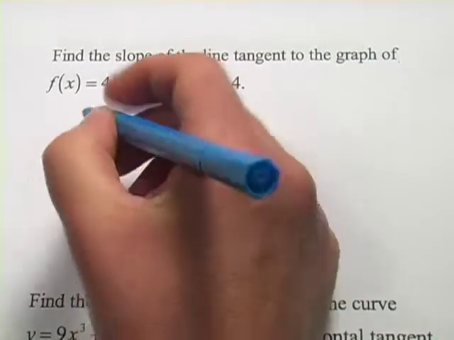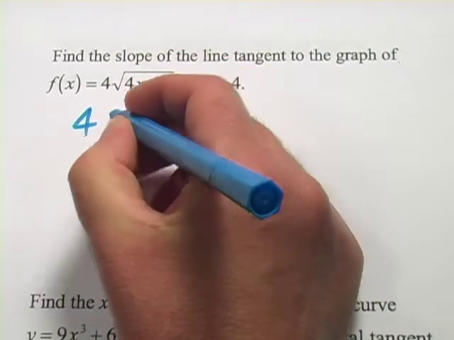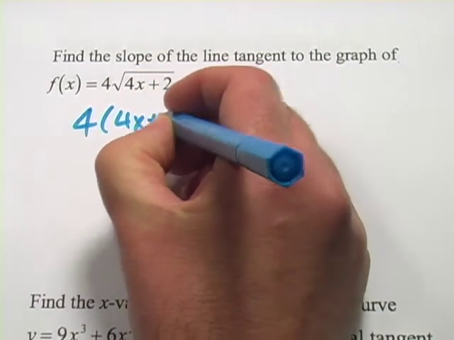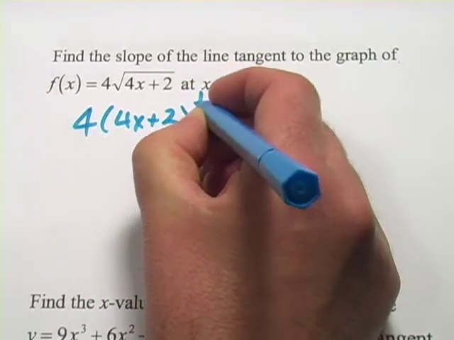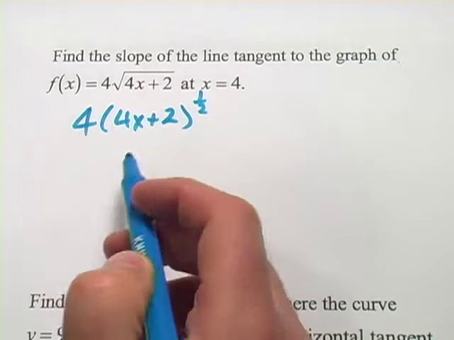I'm going to rewrite this with a fractional exponent instead of the square root, because I think it's easier to apply the power rule that way, or at least easier to see how it works. So this is 4 times (4x plus 2) to the 1/2. Same thing. I just rewrote it.